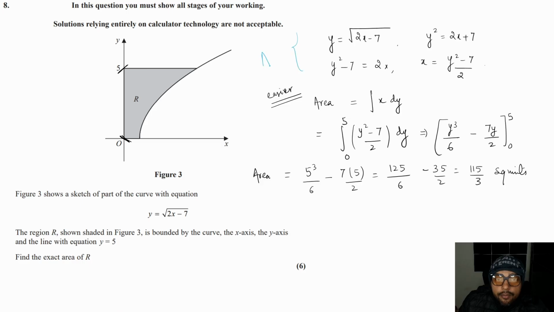This is the approach here. You will get A1 here, student, and for this method you will get M1. So this is the marking scheme for this question, that is M1 A1.